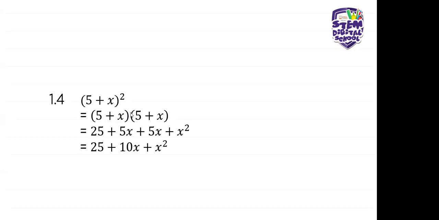So the x, keep track of the x. Where does it come from? 5 times 5 is 25. 5 times x, if you multiply 5 by x, you get 5x. And then you have used your first term in the first bracket, then you come to x. x times 5 is 5x, and x times x is x squared.